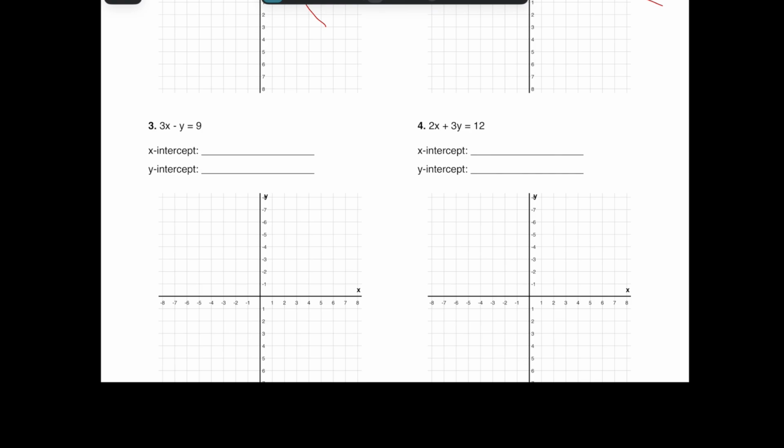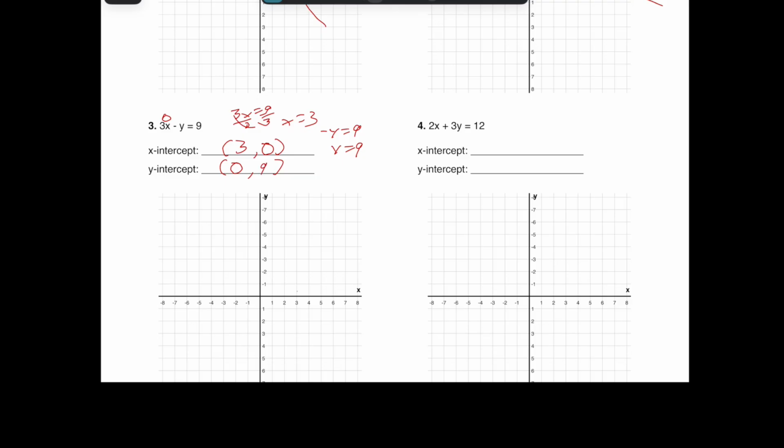Okay, let's take a look here at number 3. So now I know that when I have my y-intercept, x is going to be 0. And when I have my x-intercept, my y is going to be 0, correct? So for the x-intercept, y equals 0. Plug that in, and I'm going to get 3x equals 9. Divide each side by 3, x equals 3. Yay! Now let me plug in 0 for x, and I'm going to get negative y equals 9, or y equals negative 9, right?